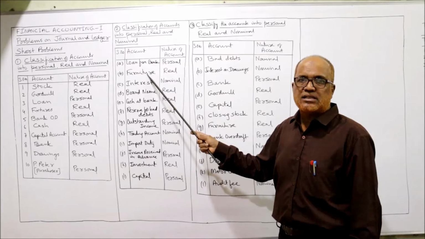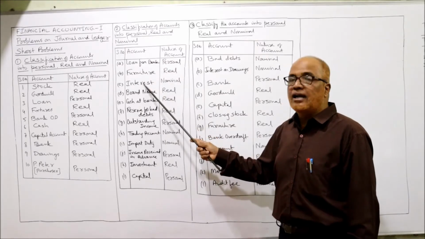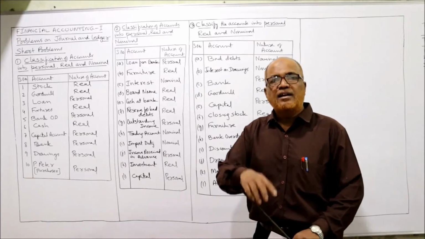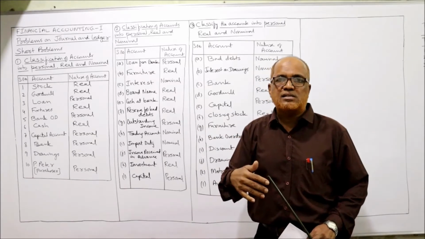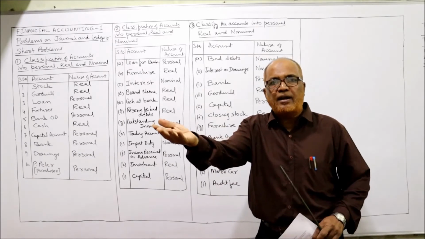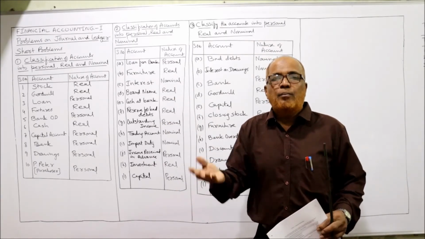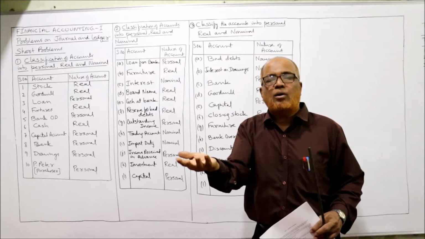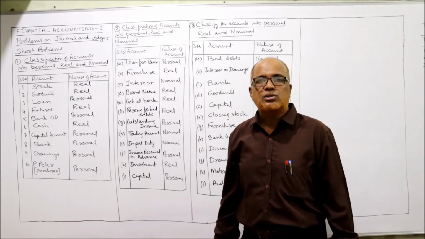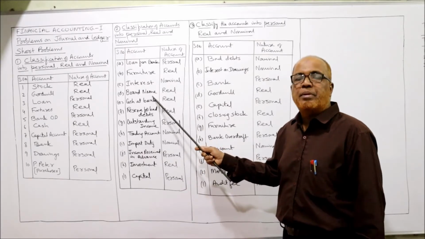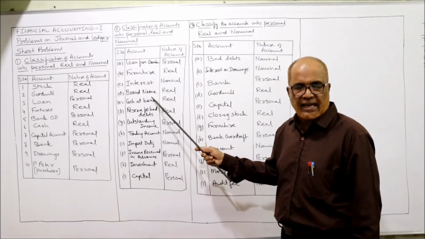Furniture is an asset, so it's a real account. Interest is nominal. It is not given whether interest is paid or interest is received. If interest is paid, it is an expense. If interest is received, it is an income. Both expense and income accounts are nominal accounts. So only interest is given. It's a nominal account. Brand name is an asset.